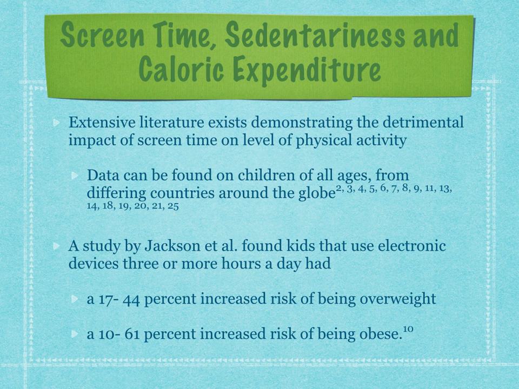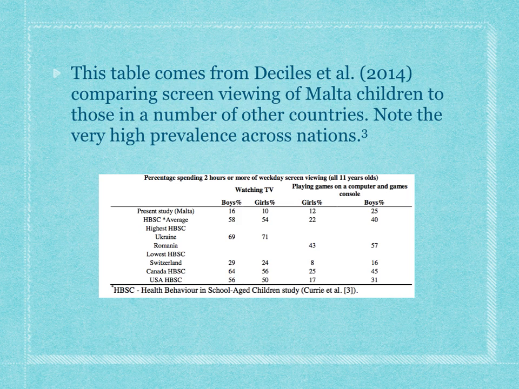Starting off with screen time, sedentariness, and caloric expenditure, there is no shortage of literature looking at the effects of screen time on obesity. Data can be found on children from all ages across the globe. Specifically, a study by Jackson and company found that kids that use electronic devices for 3 or more hours per day had a 17 to 44% increased risk of being overweight and a 10 to 61% increased risk of being obese. Now, I know these are quite a wide range for both of these categories, which is something that we'll talk about here in a minute.